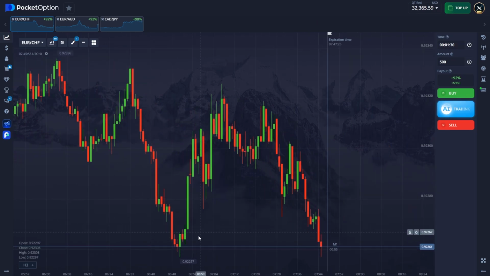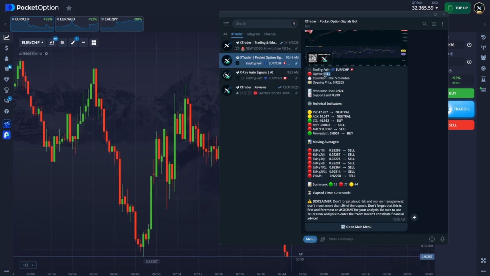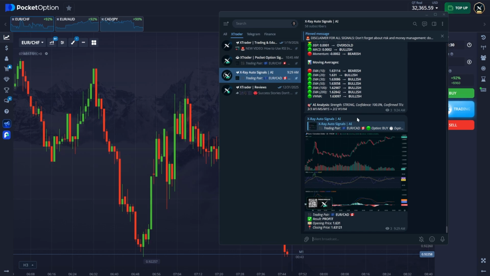You could open a trade here, though price movement has already started. The signal includes everything: 5-minute expiration, resistance and support levels, indicators, moving averages, the works. Behind the scenes, the bot analyzes a total of 130 indicators, plus it uses artificial intelligence to refine signals. I'm not exaggerating, this is a serious system designed to handle complex market data in real time.